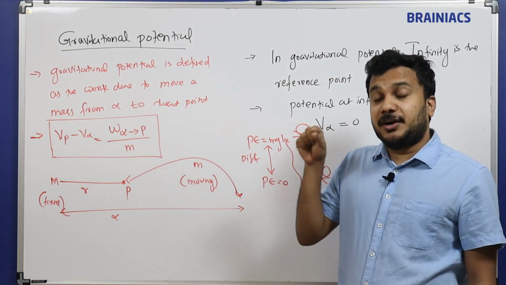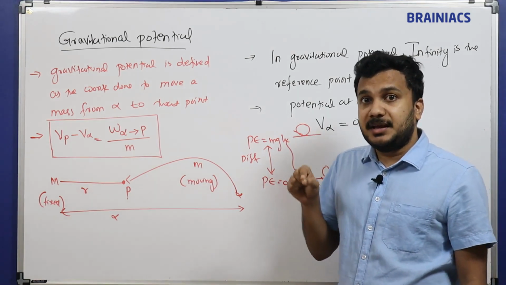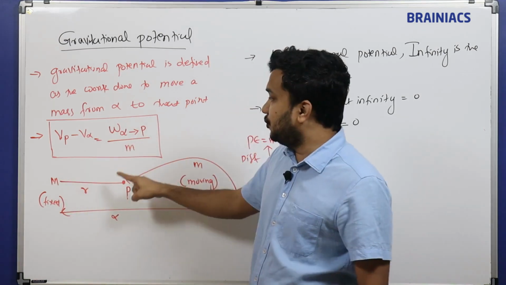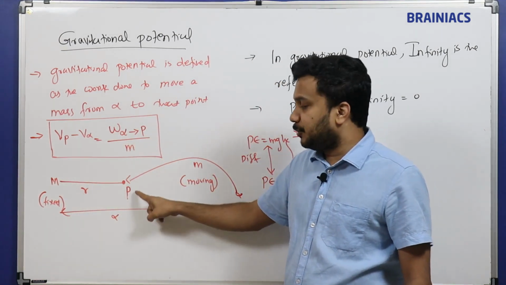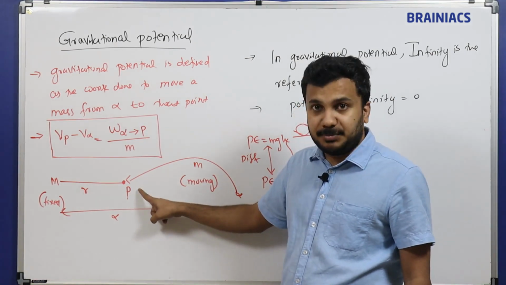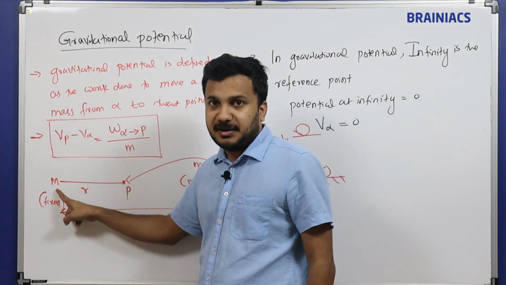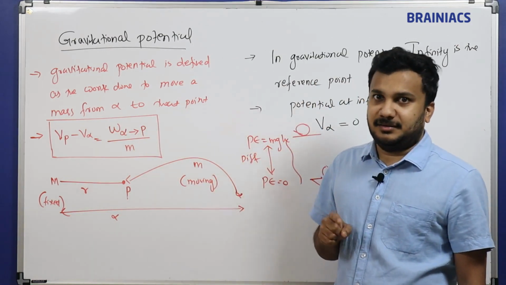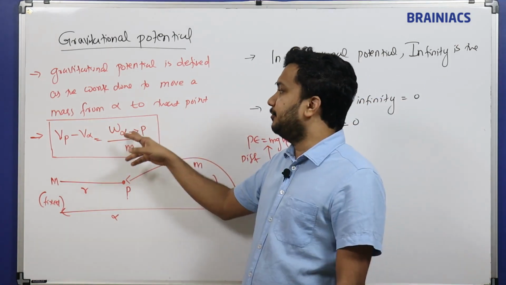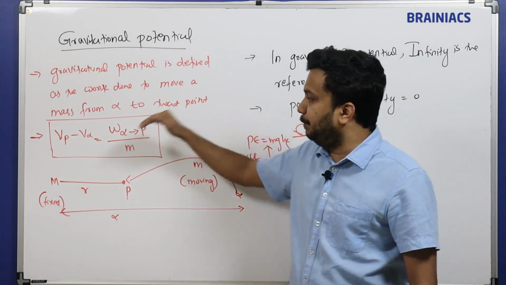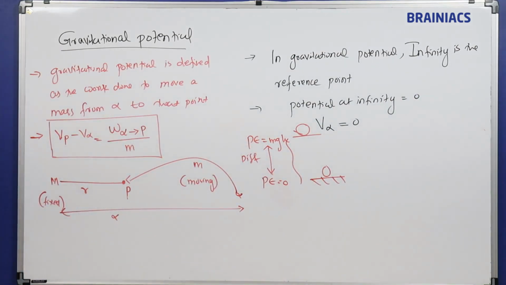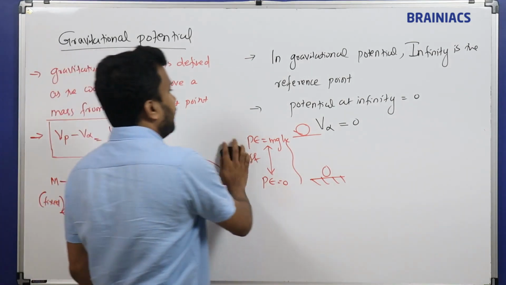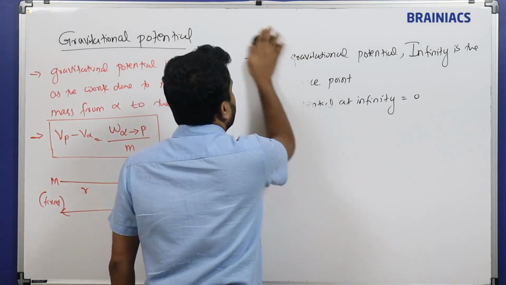So if you want to find the potential of a capital M mass at a distance of r meter away, that point is called P. That is called the potential at P, because of capital M. How to find it? Work done: I have to spend some work to move from infinity to P, divided by the mass m. That is called gravitational potential. Now we want to derive an expression for the gravitational potential.